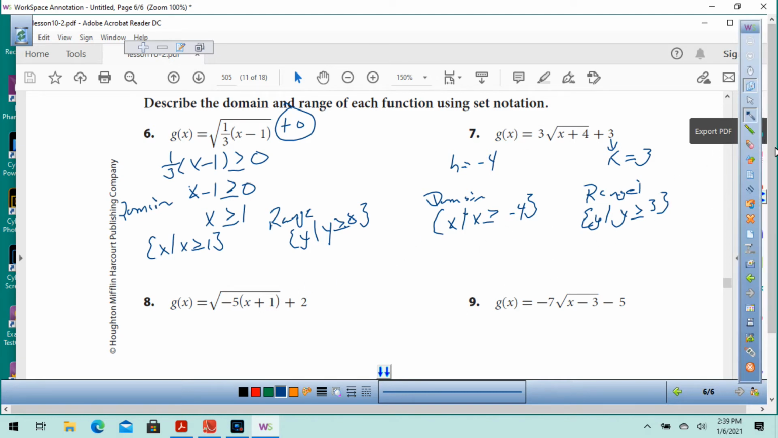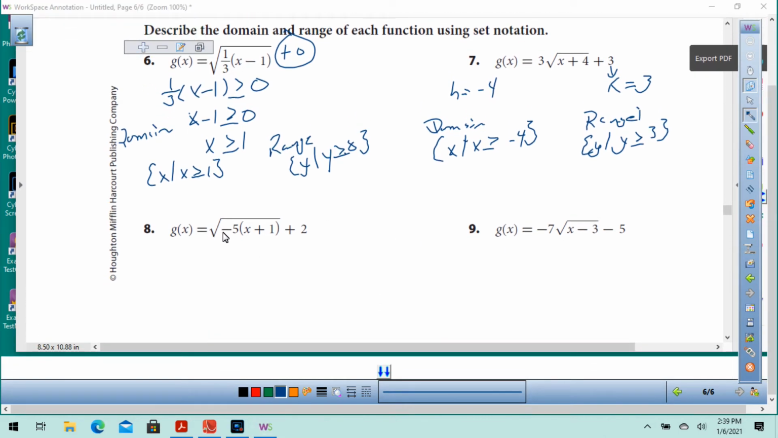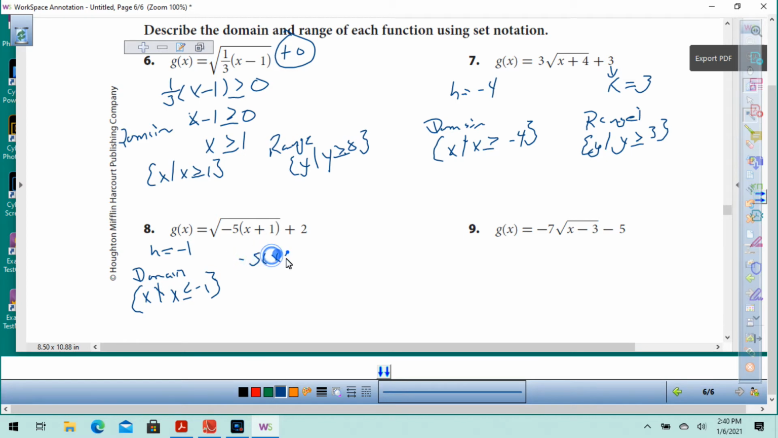Now we're going to get down here, and b is negative. That's going to change stuff up. What do we got here? Well, h equals negative 1. But since this is a negative, it's going to reflect over the y-axis. So our domain is going to be x such that x is less than or equal to negative 1. I'm sorry, it's got the negative, so it's going to be less than or equal to negative 1. And we can do this algebraically. We got negative 5 times x plus 1 is greater than or equal to 0. Multiply both sides by negative 5, and that's going to give you x plus 1, and since you multiply by a negative, that's going to be less than or equal to 0. Subtract 1, so x is less than or equal to negative 1. That's algebraically.